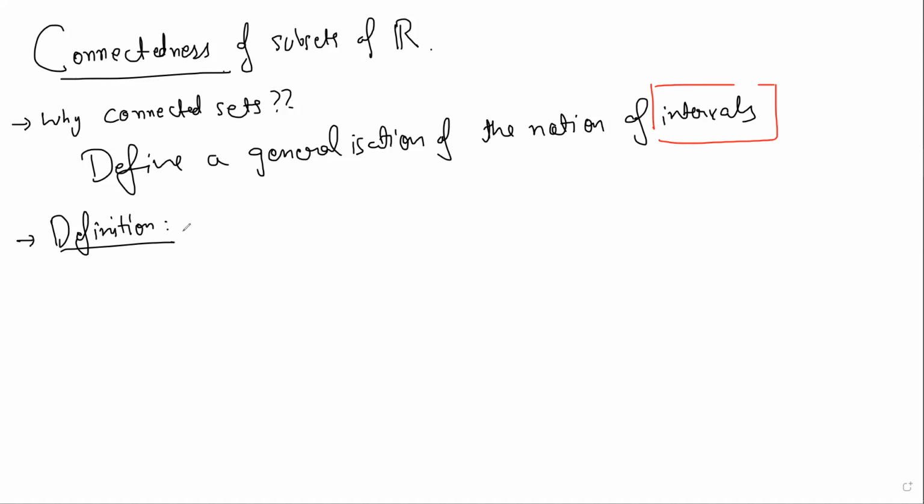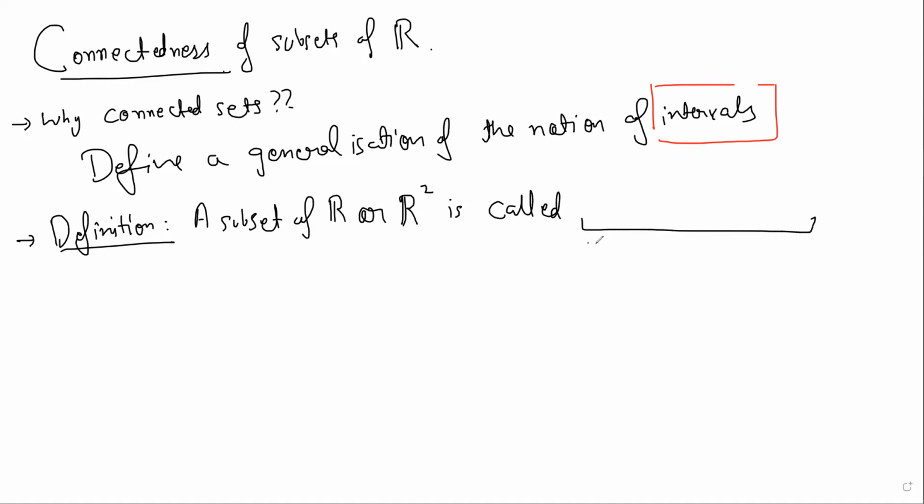The definition, as we have already said last time, is that a subset, which could be of R, of R2, or of any space, but for us let's say R or R2, is called connected if it cannot be broken up into two isolated pieces. Obviously, the word isolated here is important.